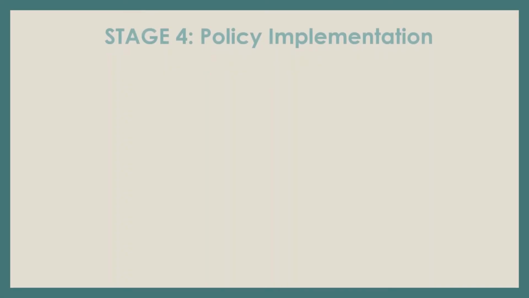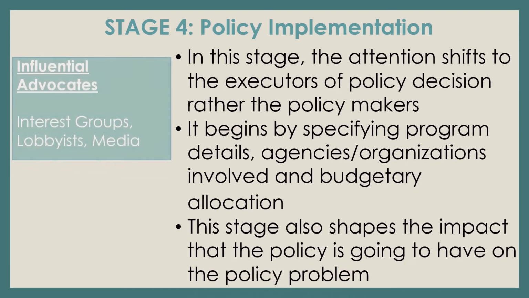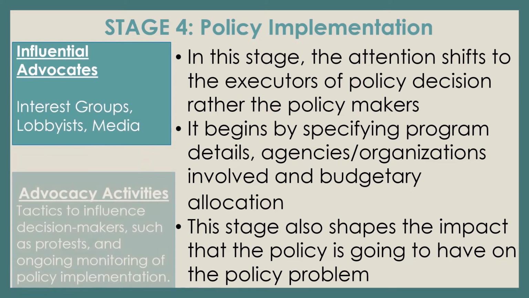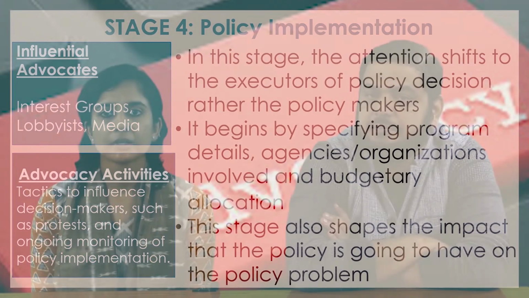So learners, after the decision making stage comes the stage of policy implementation. Here the attention shifts to the executors of policy decision rather than on policy makers. Now this stage begins by specifying program details, agencies or organizations that would be involved in that program, and budgetary allocation to each of those programs. This stage also shapes the impact that the policy is going to have on the policy program.